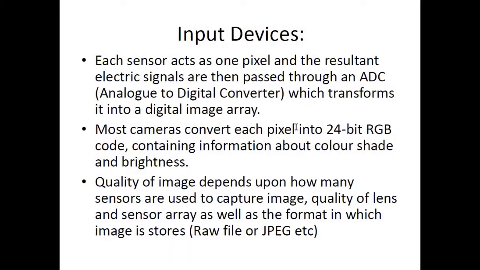Most cameras convert each pixel into a 24-bit RGB code containing information about color shades and brightness. Quality of image depends upon how many sensors are used to capture the image, quality of lens and sensor array, as well as the format in which the image is stored. RAW file or JPG. RAW file is usually bitmap format.